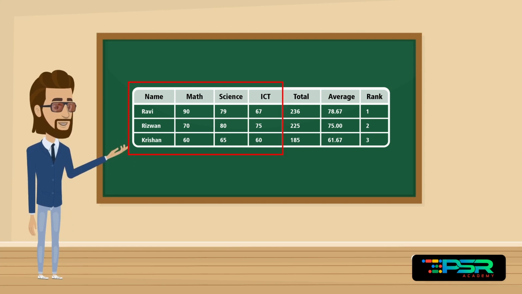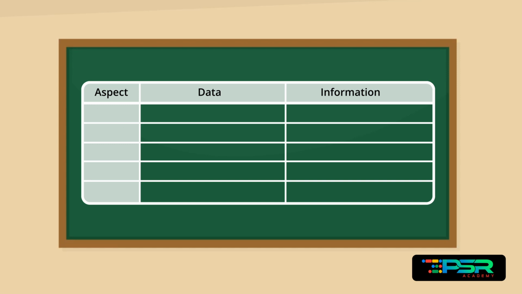So remember, data is raw, unprocessed facts like individual exam scores or daily weather measurements. When we organize and analyze this data, we get information, something meaningful that helps us make decisions. Let's quickly review 5 key differences between data and information. First, definition. Data is raw, unprocessed facts or figures. Information is organized, processed data with meaning.